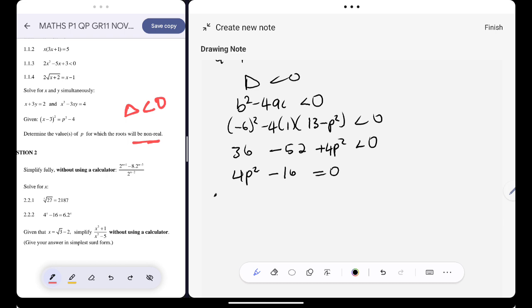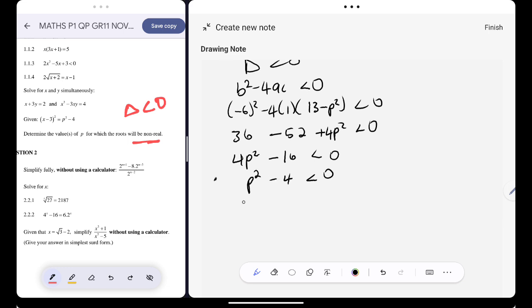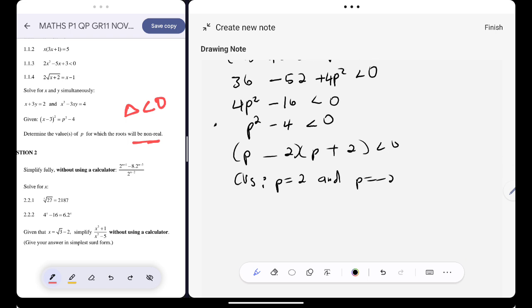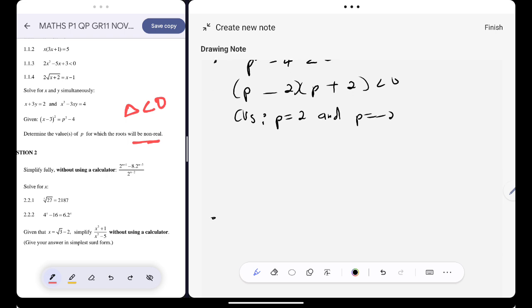Why is it equal to 0? Less than 0. I can divide everything by 4, then I'll have this thing to be less than 0. Since I'm dealing with the inequality, I always need to factorize, write down my critical values. P is 2 and P is negative 2, and then write them down on the number line.